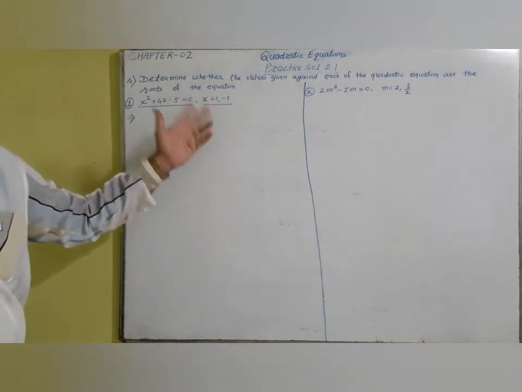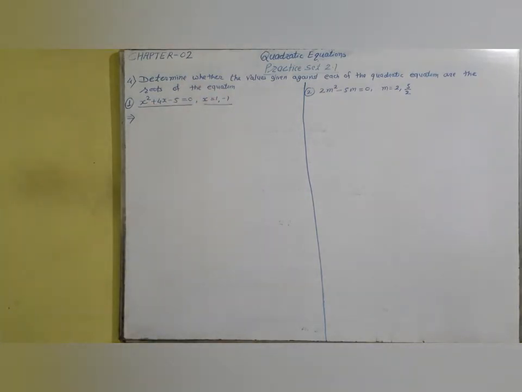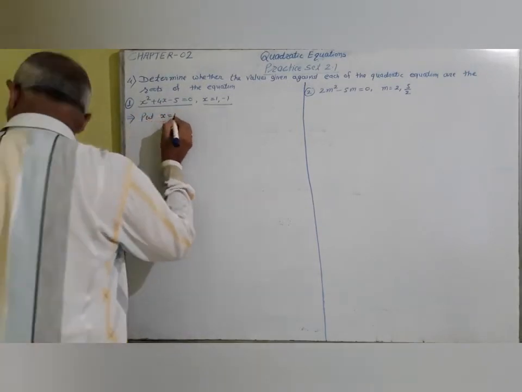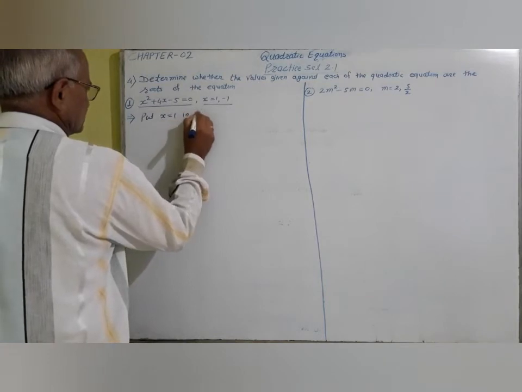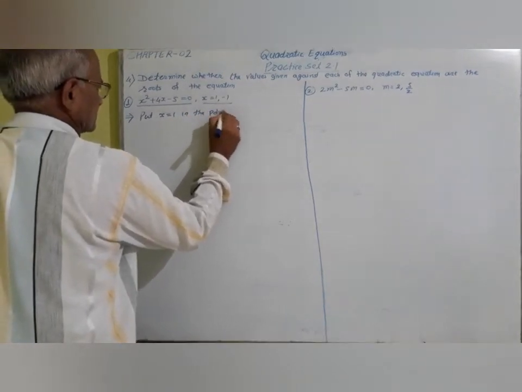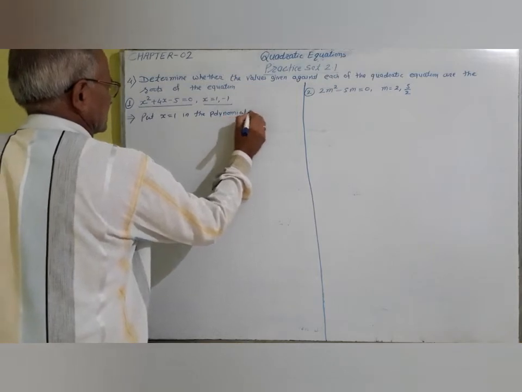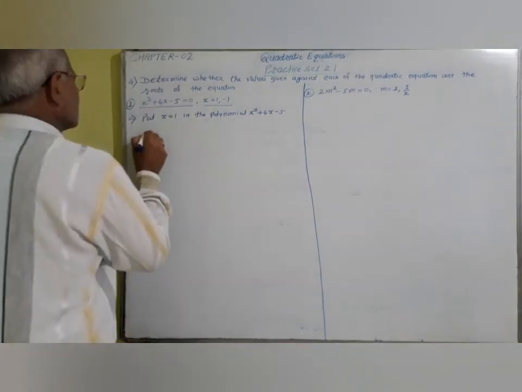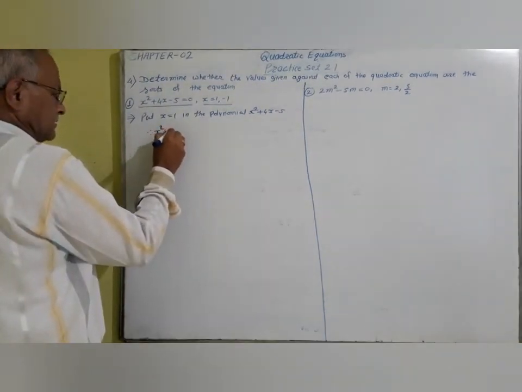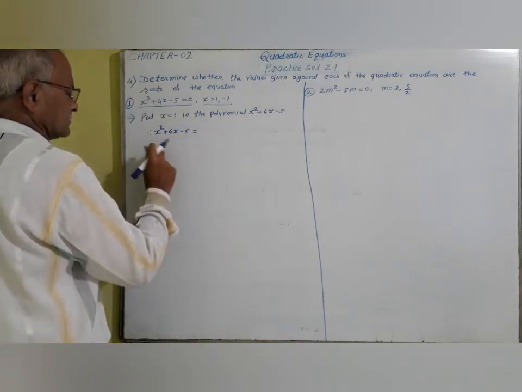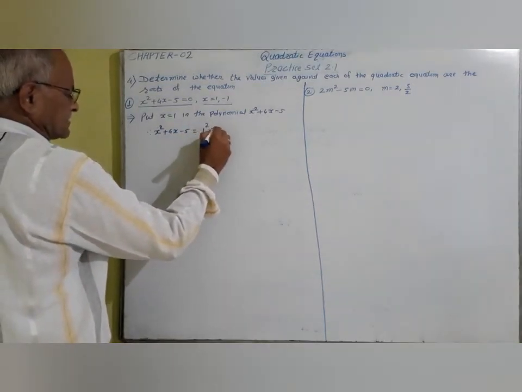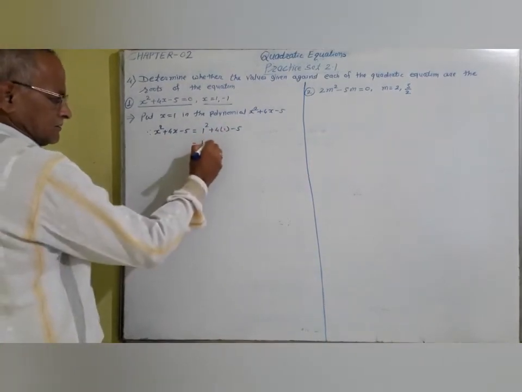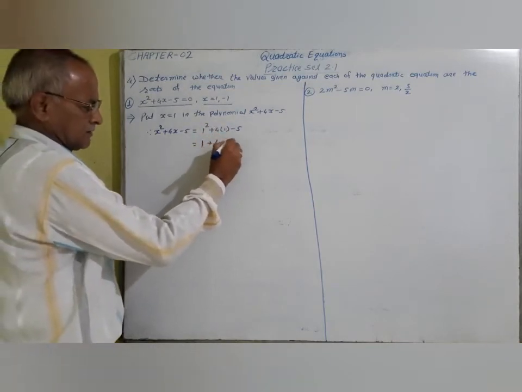If it is not 0, then we can say that it is not a root. And therefore, first of all we put x is equal to 1 in the polynomial x square plus 4x minus 5. Therefore, x square plus 4x minus 5 is equal to 1 square plus 4 multiplied by 1 minus 5. 1 square means 1, plus 4 times 1, minus 5.